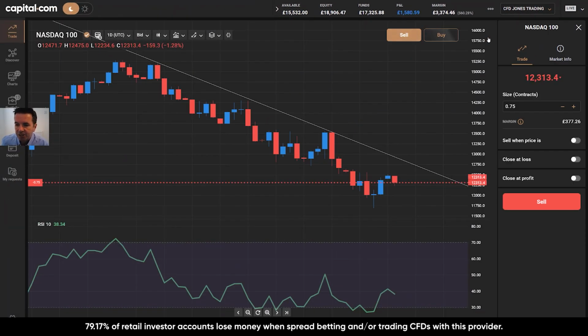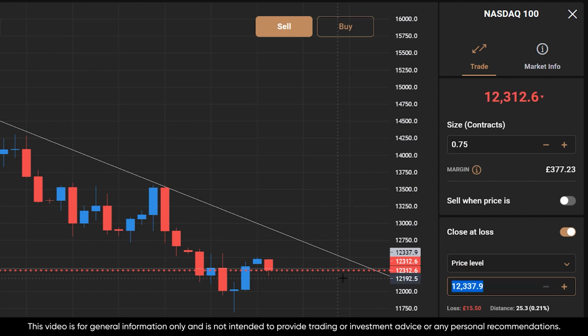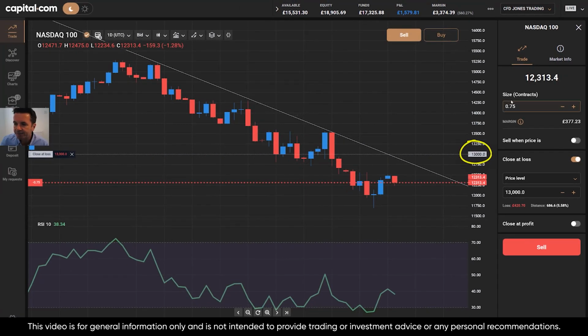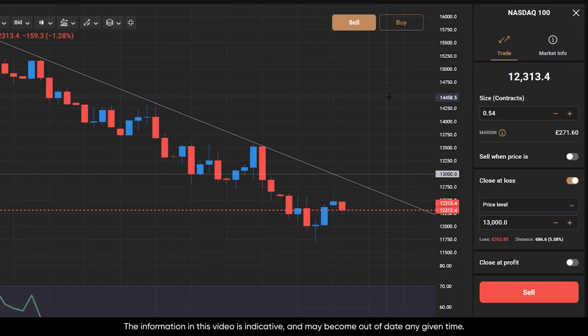The first thing I'm going to do is put my stop loss in. So if I think the market's going to drop, if the market rises, I'd like to come out for a manageable loss. So I'm going to put my stop loss. The market's trading at 12,300 at the moment. I'm going to put my stop loss at 13,000. So obviously, if I'm selling first, I'm going to make a loss if the market rises. So I'm going to put my stop loss above where the market is trading now. And on our YouTube videos, we normally risk losing around £300 a trade. That's the level of risk I'm comfortable with. So I'm going to sell 0.54.